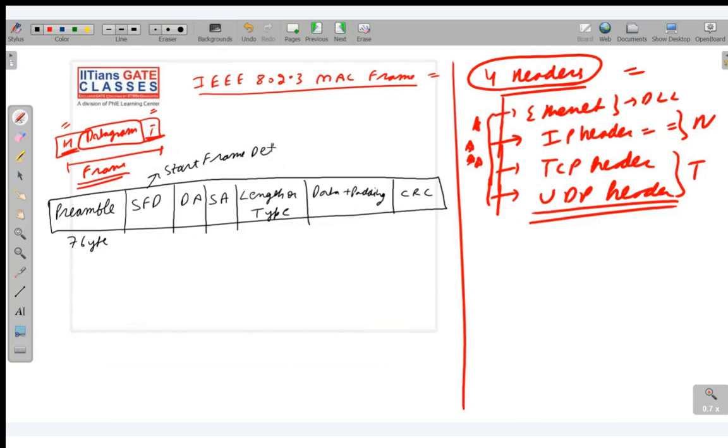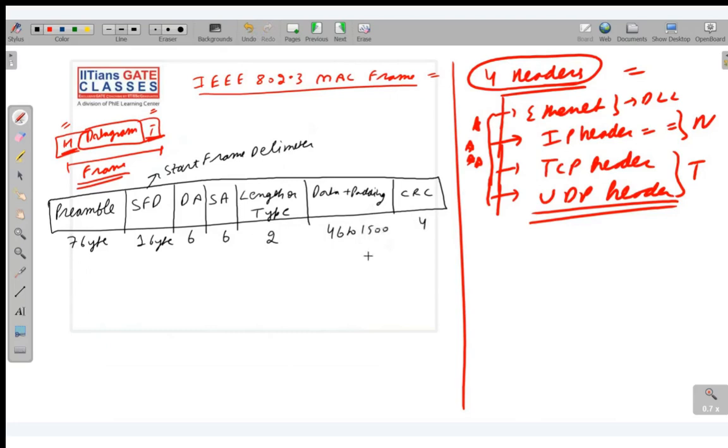Start frame delimiter. Okay, it is 1 byte. Next, destination address 6 byte. Source address 6 byte. Length or type 2 bytes. Data plus padding 46 to 1500 bytes. Variable length frame. Okay, 1500 bytes.